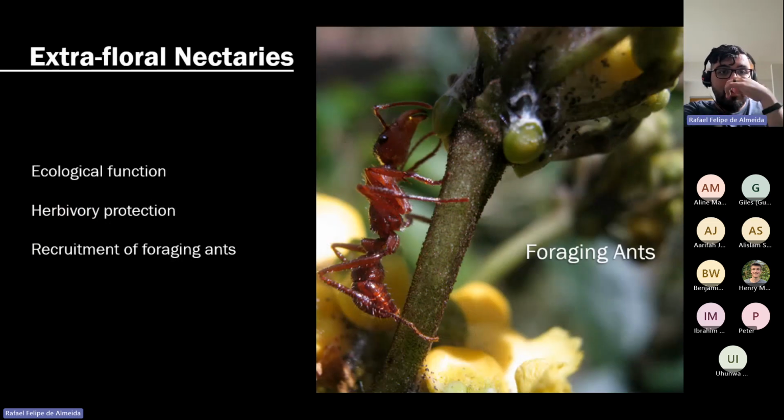And the ecological function of these extrafloral nectaries in Malpighiaceae is mostly attracting ants, like recruiting foraging ants to patrol those branches with those structures that bear glands. So the plant itself can avoid and be protected from herbivory. So this specific ant in Brazil gives you a very, very painful bite. So I don't recommend it.